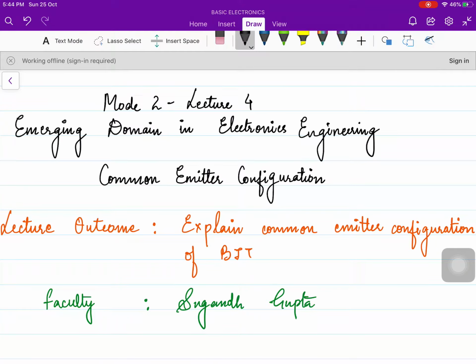Hello students, welcome to the fourth lecture of Module 2 of Emerging Domain in Electronics Engineering. In this lecture, we will discuss and understand common emitter configuration of BJT. So let's start.